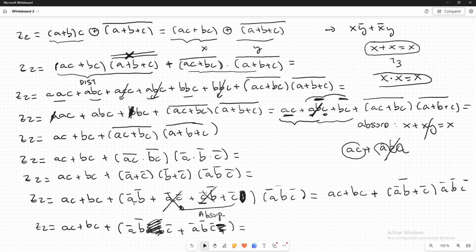And in fact, this is the same: A negated, B negated, C negated, A negated, B negated, and C negated. So we have again the idempotent law here, so we can remove one term completely. So in the end, we have AC plus BC plus ABC negated, and this is a sum of product terms, so this is a disjunctive normal form.